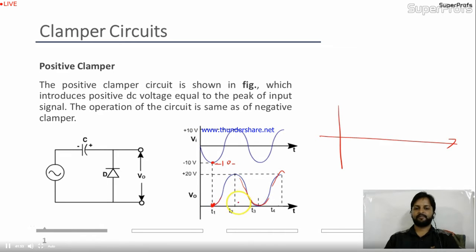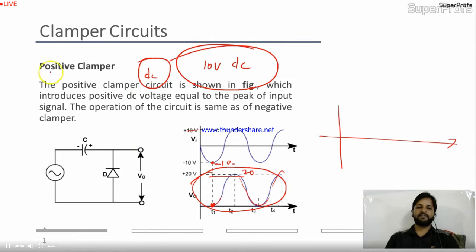Is there any problem? This 10 will become 20 now. So you shifted this entire waveform. How? By adding some DC terms. You add 10 volt DC over here. So this is the clamper circuit. We can add the DC part into the waveform.